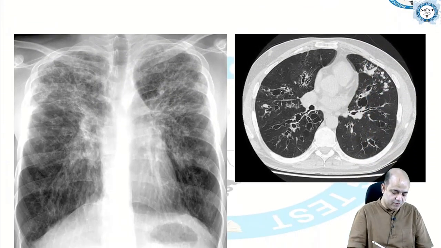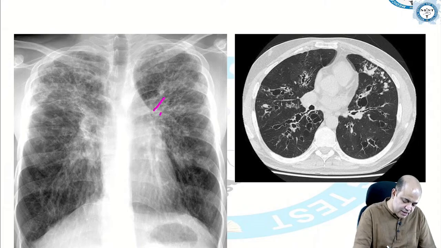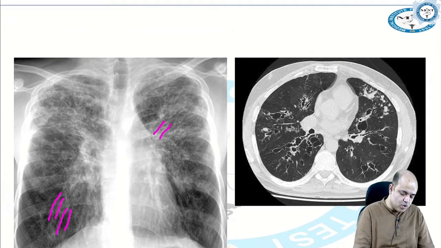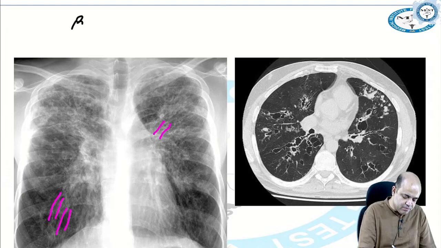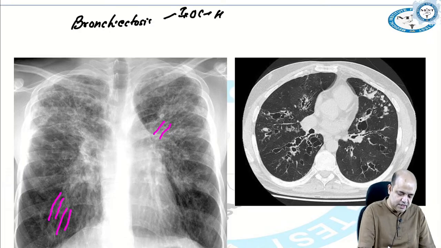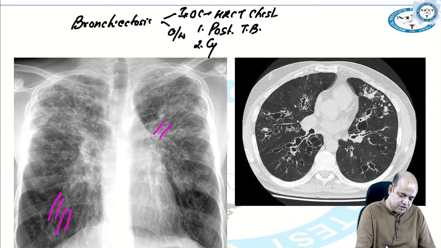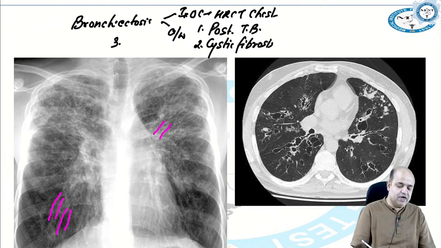What do we see here? We see that the airway is dilated and thickened. This is indicative of bronchiectasis. Investigation of choice is HRCT chest. It is associated with post-tuberculosis, cystic fibrosis, or Kartagener syndrome.